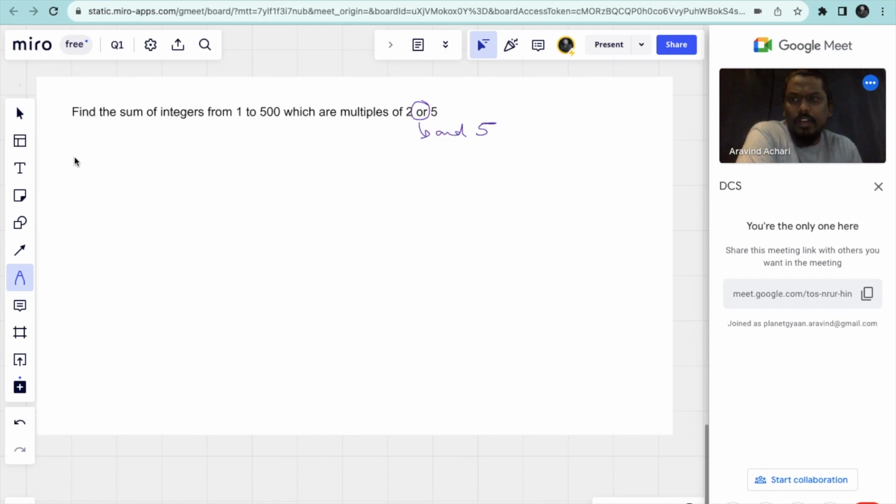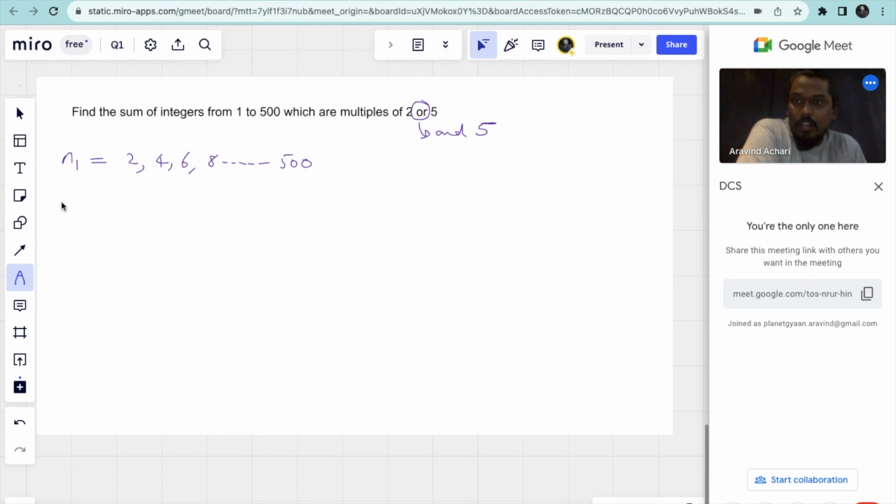Let us first find integers which are multiples of 2. So integers which are multiples of 2, right? So let's take it as n1. Okay, so what will be the numbers? So obviously between 1 to 500, correct? So 2, then 4, correct, 6, 8, so basically all the even numbers, right, till 500, correct? So 2, 4, 6, 8 and so on till 500.